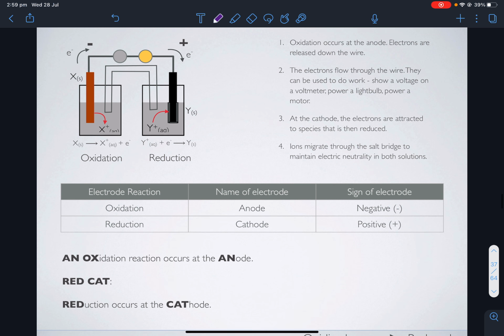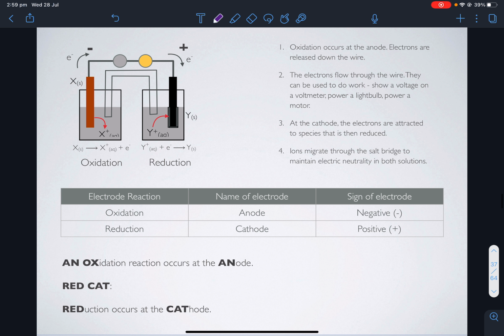So here's a nice summary slide that you can take a look at. I've summarized it with a diagram, given a table if you like tables, and using some acronyms, if that's the right word, down here.